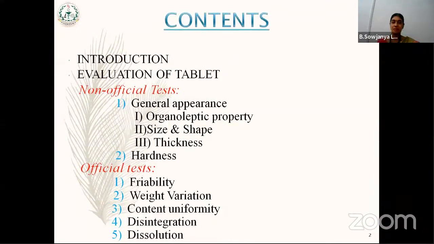So general appearance, the color, odor and size, thickness, hardness, disintegration part and the dissolution part. Among these, hardness, friability, disintegration and dissolution play an important role. If the hardness is increased, or the binder concentration or the other excipients are increased, it delays the disintegration process.